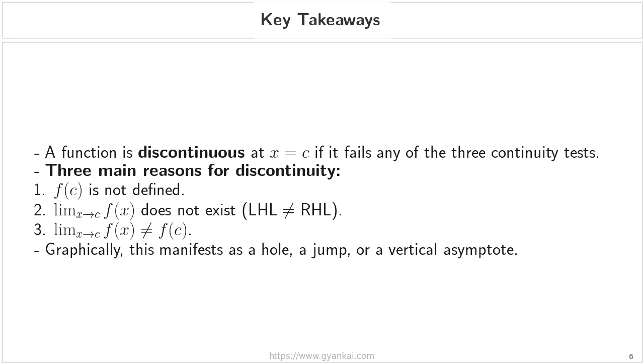Finally, it is helpful to remember how these look visually. Depending on which of these three conditions is violated, the discontinuity will manifest on a graph as either a hole, a jump, or a vertical asymptote.